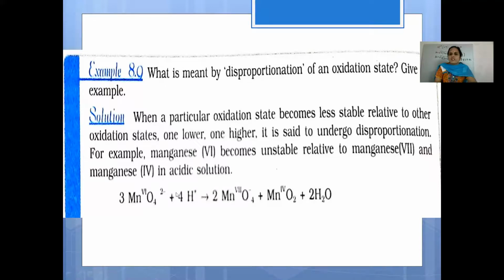An example of this disproportionation reaction we can take for manganese. Here MnO4 2-, manganese is present in +6 state. On treatment with H+ it gives MnO4-, where manganese goes to +7 state, and from +6 it gets reduced to MnO2, that is, it goes to +4 state, plus 2H2O. So the same element which is present in a particular oxidation state undergoes oxidation and also undergoes reduction. Such reactions are called disproportionation reactions.